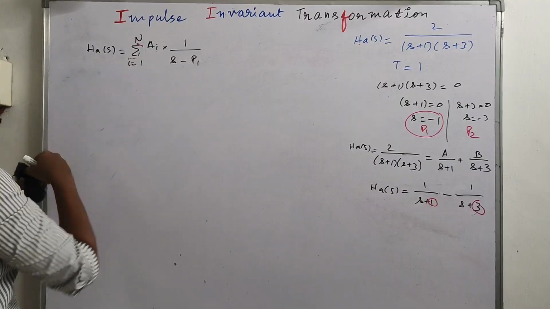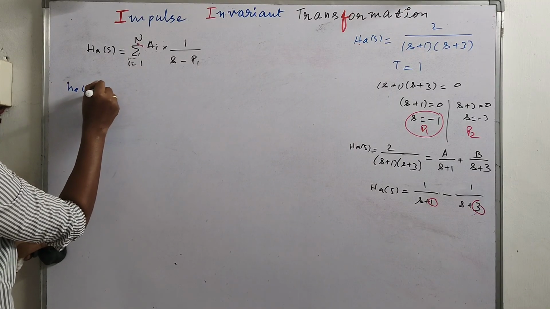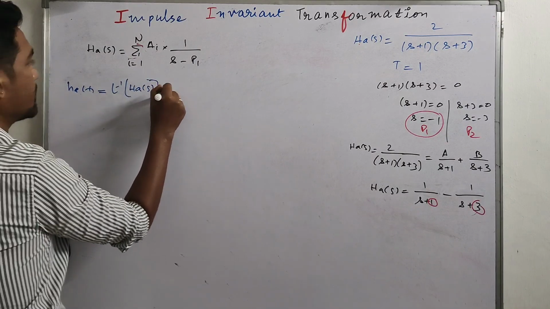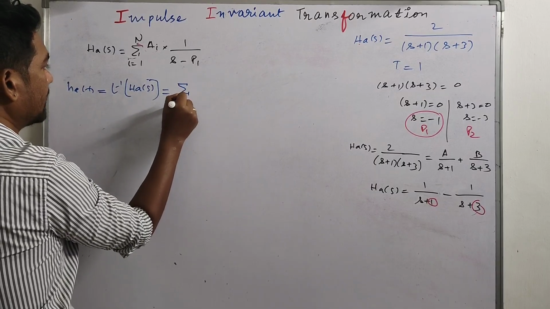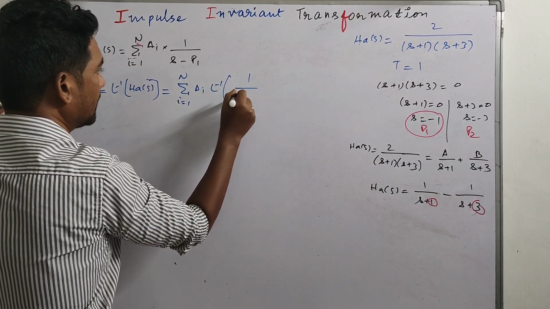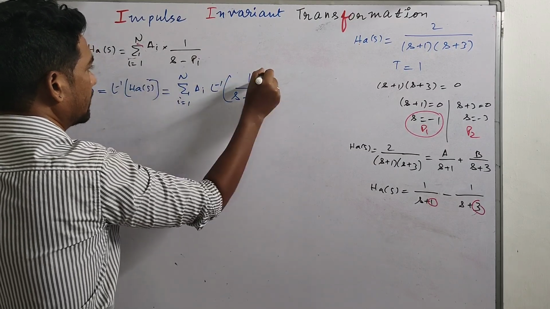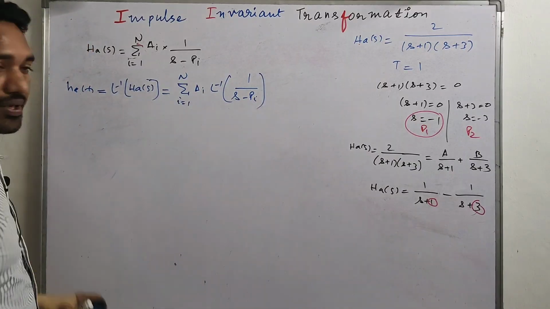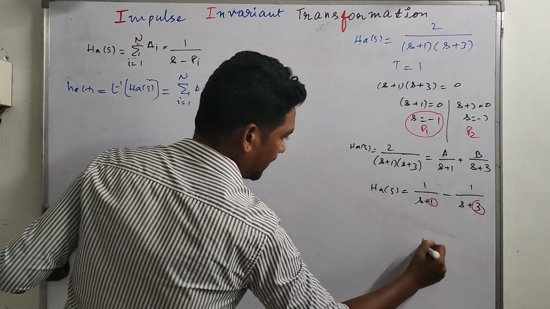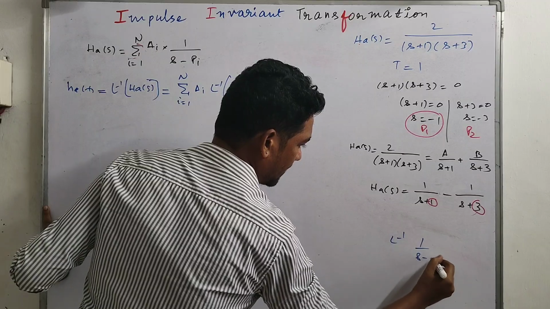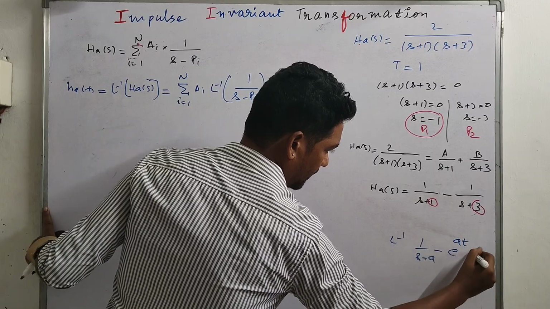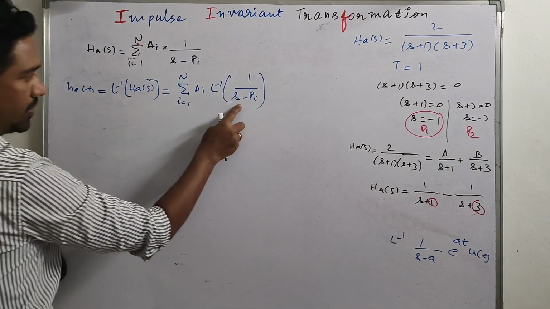h_a(t) is obtained by applying the inverse Laplace transform to H_a(s). The summation, nothing to do with that one, i equal to 1 to n, and a_i is a constant, so we'll have the inverse Laplace transform of 1 by s minus p_i, for i equal to 1, i equal to 2, etc. Just now we did this: the inverse Laplace transform of 1 by s minus a will give us e raised to, if this is negative, we're going to have a positive a t, u(t).